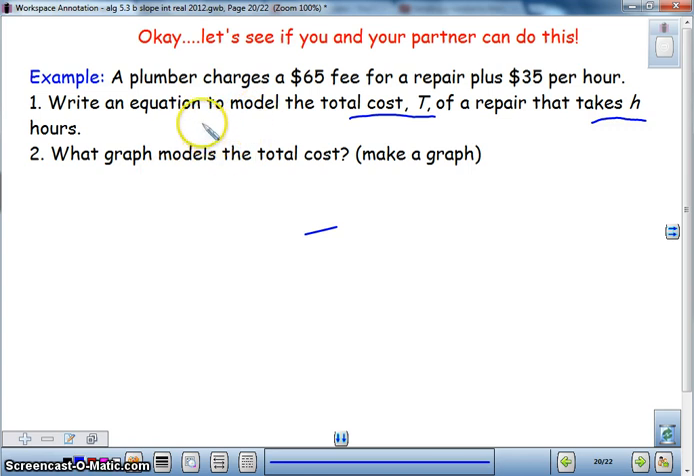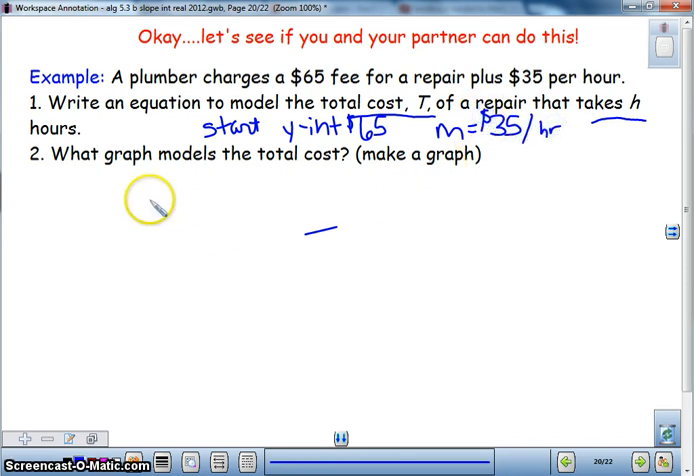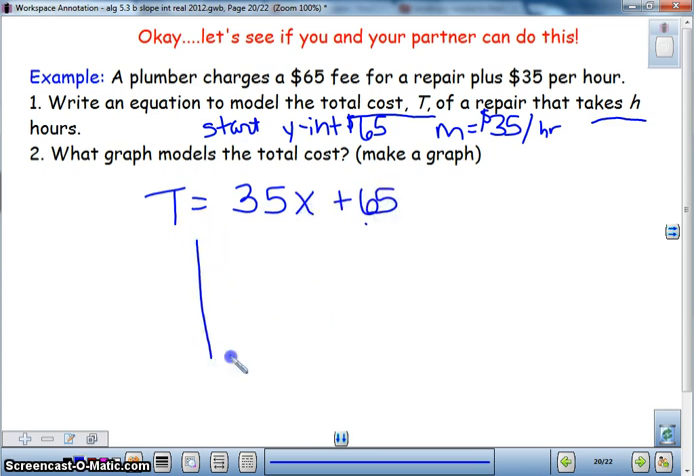If we think about this, what is our starting point? How much does he get paid regardless if he only works half an hour or an hour? Our starting point, or our y-intercept in this one, should be 65. What is our rate of change, our slope? He's getting paid $35 per hour, per 1 hour. So our equation, T equals 35x plus 65.